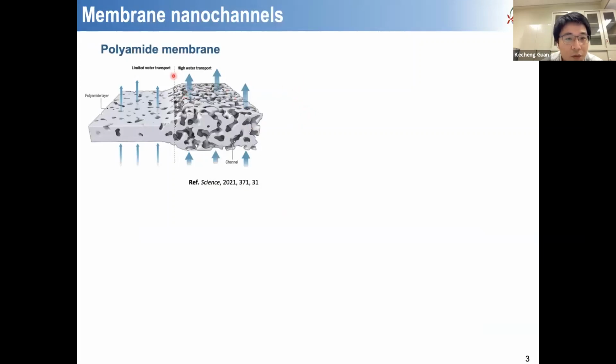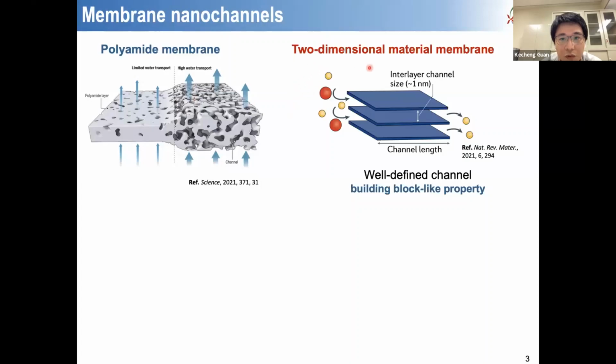Currently the polyimide membranes work very well for the desalination process, including reverse osmosis and nanofiltration, because the inhomogeneous pore structures and abundant pore density of this polyimide membrane can provide high water transport. But in contrast, the recently developed two-dimensional material membranes have a well-defined channel, which is quite different from the polymeric membranes. This interlayer channel formed by the stacking of two-dimensional nanosheets can provide some building block-like properties for the assembling of this structure in a feasible way.